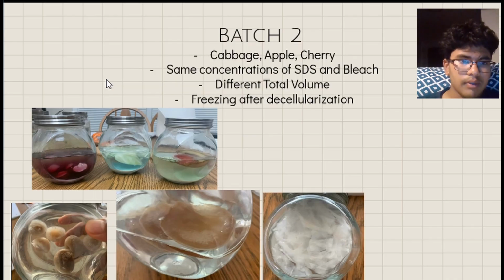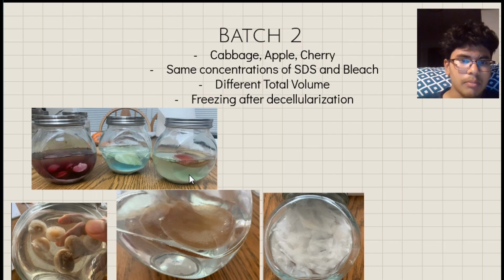So the first on the left here, this is cherry, and a lot of the liquid from the cherry leaked out, so it's very red, which is different from the other two jars. In the middle here is cabbage, and the right is apple.